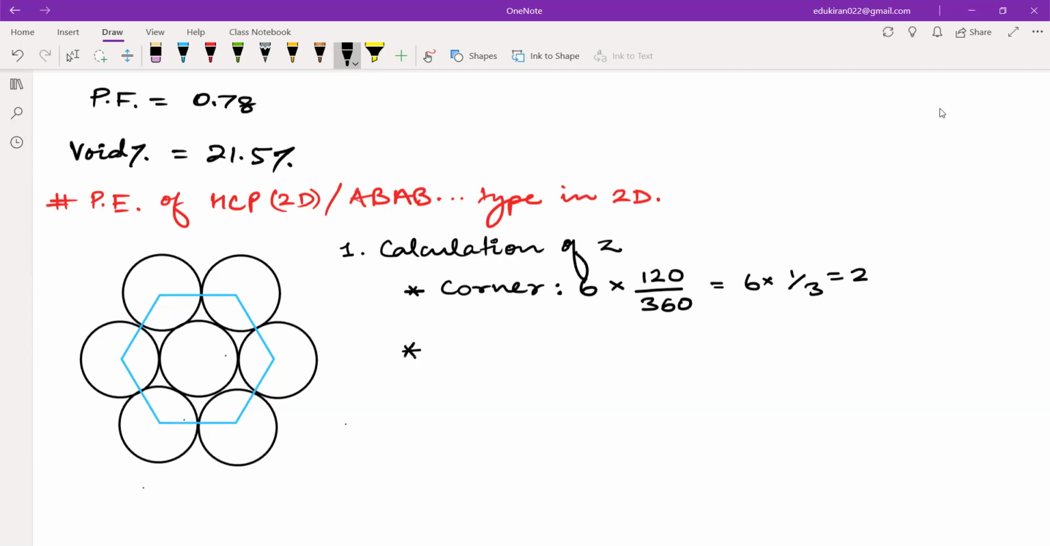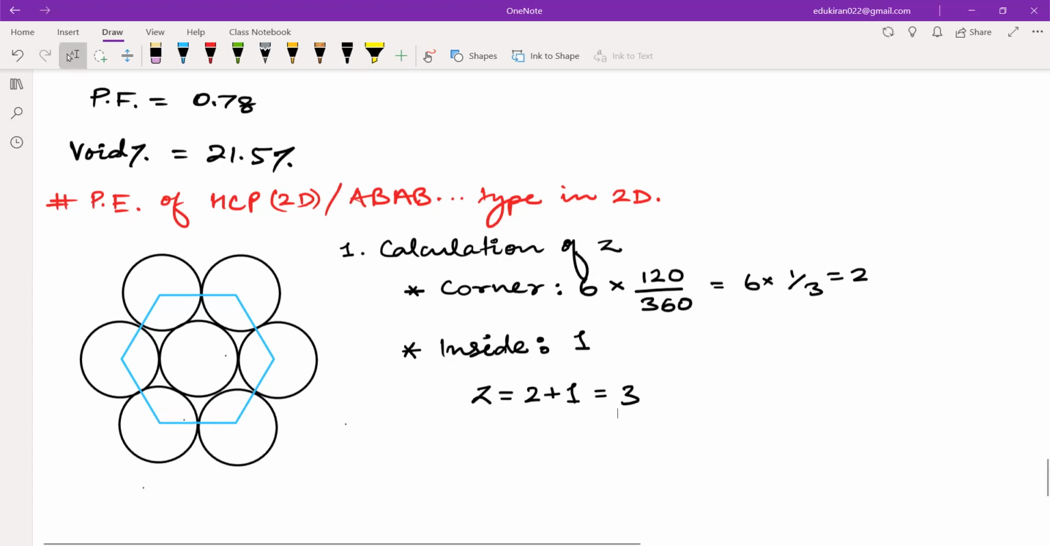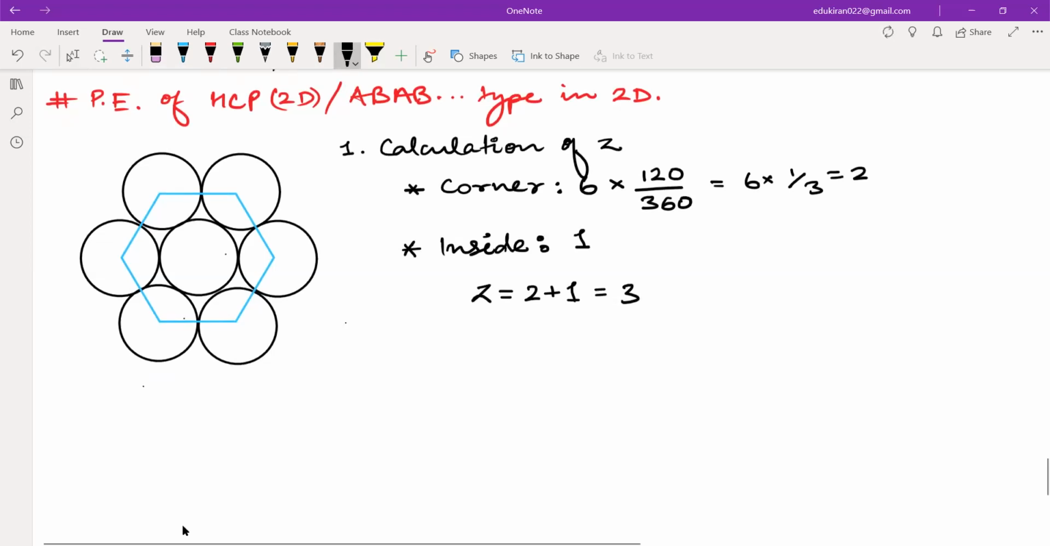And there is one atom which is inside. Hafsa, are you understanding these points? Yes or no? There is one atom. Yes, sir. Okay, so Z will be equal to 2 plus 1, which is equal to 3. Okay, so we have got the Z. Don't write anything. Let me explain the next thing, that is the relation between A and R.